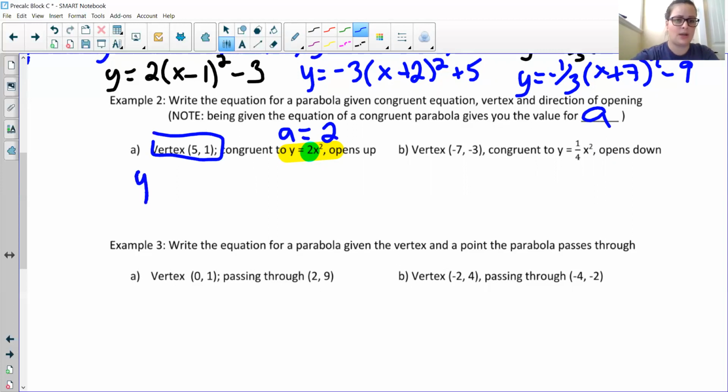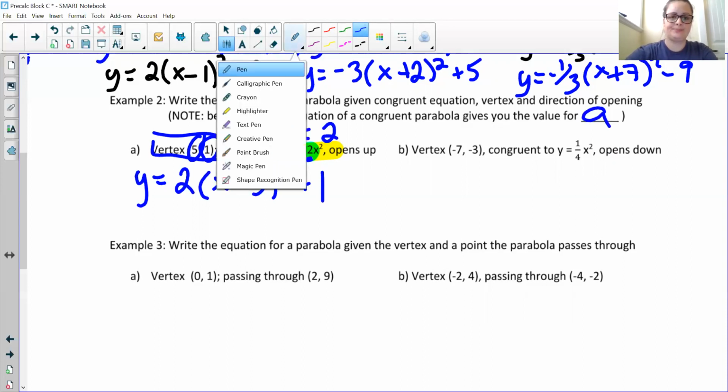We're going to put this into the equation. y equals a, so we get the a value from that congruent formula. So a equals 2, times x minus the x coordinate of our vertex, which is p, plus q, which is the y coordinate of our vertex, 1. And now we have written the equation for a parabola that has that vertex at 5, 1 and is congruent to the parabola that has the equation y equals 2x squared. So pause the video here and try the next one.